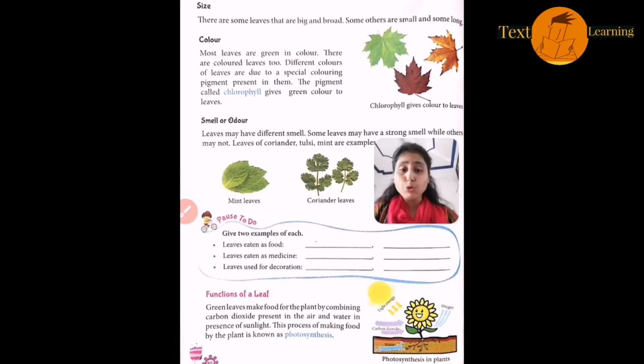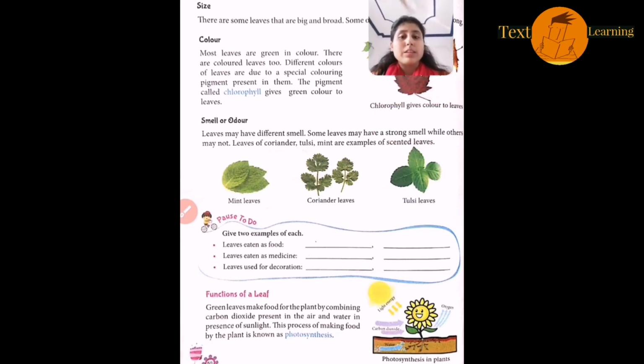When there will be brown pigment, the leaves will appear in brown color. So we can say that the pigment called chlorophyll gives the green color of the leaf. Now I think I'm clear on how plants are different in sizes, shapes and color. Now let's talk about smell and odor.